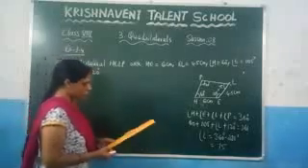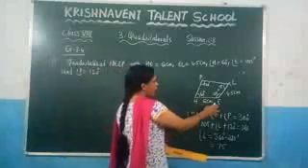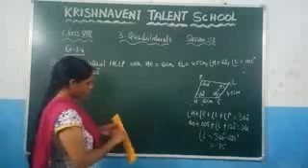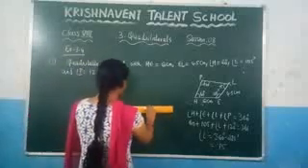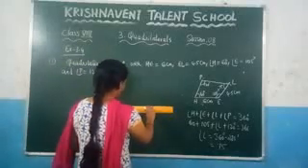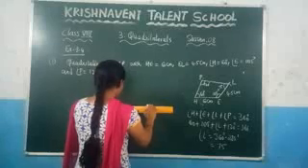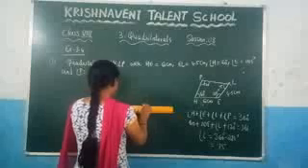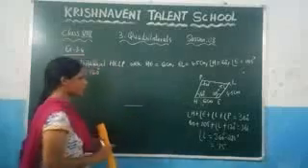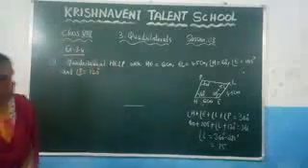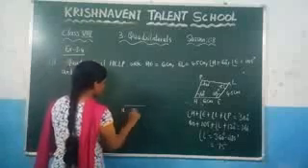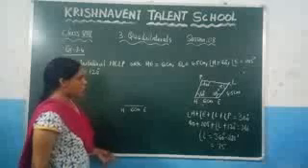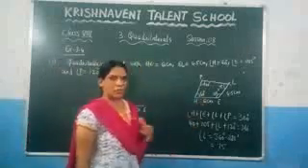So first what we need to do, we need to draw a line segment which is of length 6 centimeters. So draw it here, 6 centimeters. And this is 6 centimeters. So name it as HE, which is 6 centimeters. Now at H, draw an angle of 60 degrees.